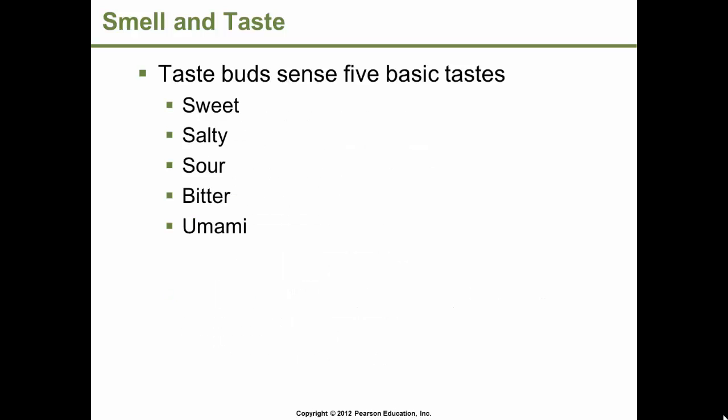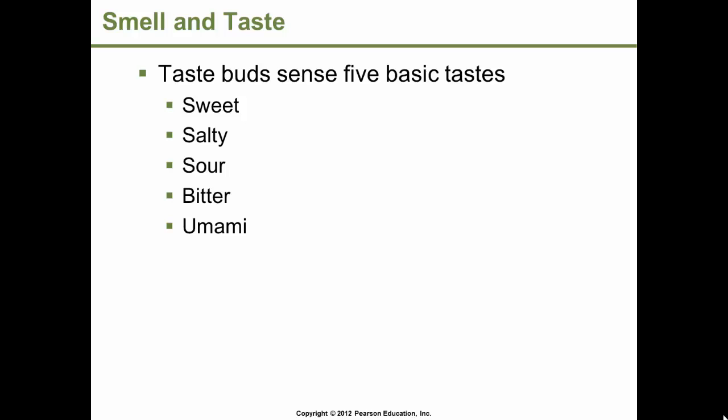Our taste buds sense 5 basic tastes: sweet, salty, sour, bitter, and umami. That term is derived from the Japanese word meaning delicious. For the taste of sweet, we're prompted to swallow sweet food, indicating a rich source of nutrients. Salt, we're also prompted to swallow, to replenish the salt lost due to perspiration.